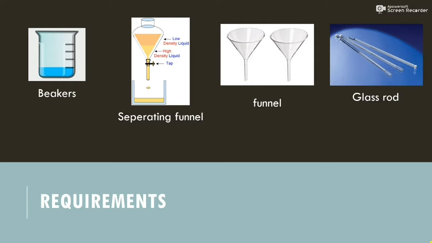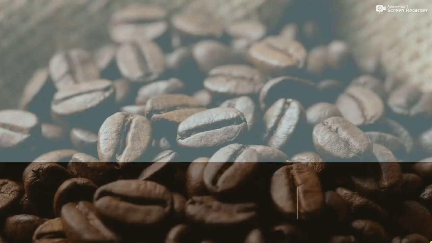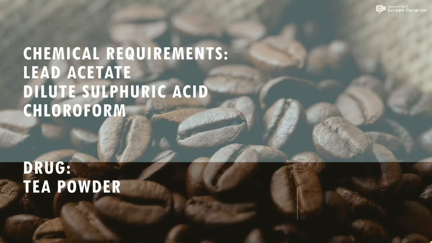So the requirements for the practical are: we require a beaker, separating funnel, simple funnel and a glass rod. And the chemical requirements are lead acetate, dilute sulfuric acid, chloroform, and distilled water is also required. And the drug we are using is tea powder. So from tea powder we will isolate caffeine.